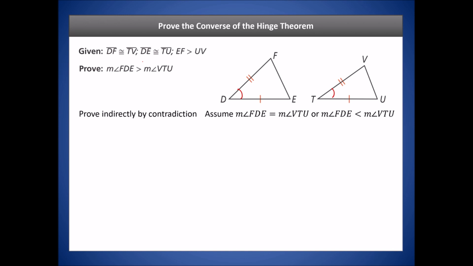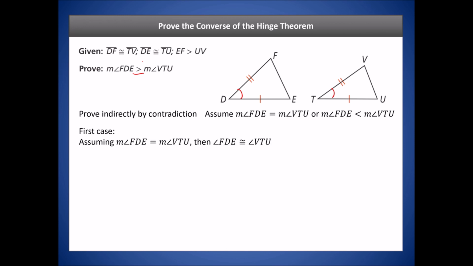So we're going to prove this indirectly. Let's assume that instead of it being greater than, we're going to assume the opposite. We're going to assume that it's equal to or less than. Okay, so if we show that there's a contradiction for both of those, then that means that the greater than assumption should have been correct, okay?